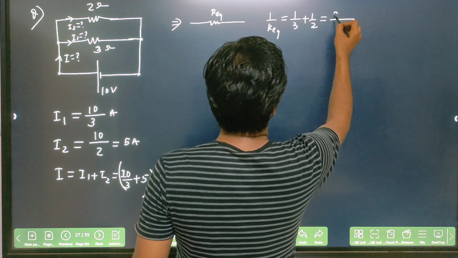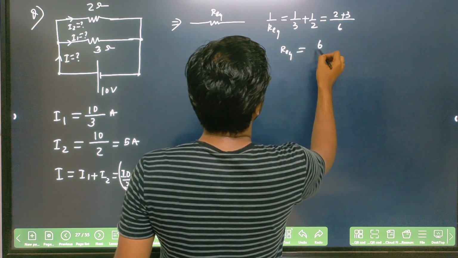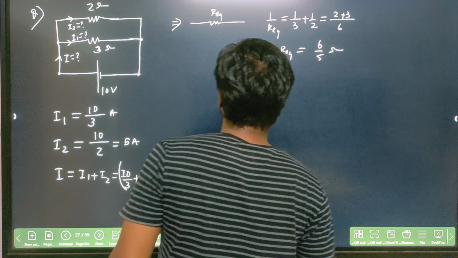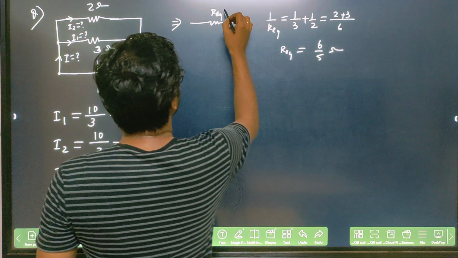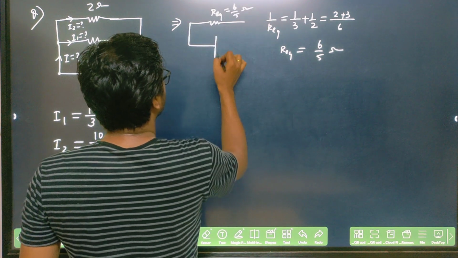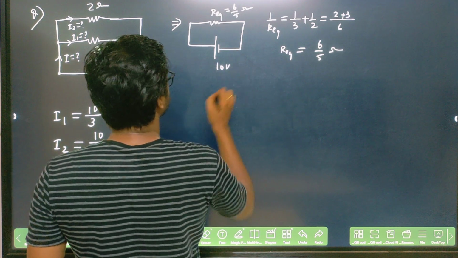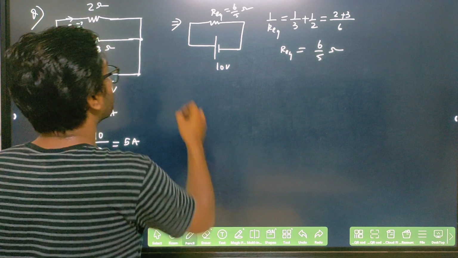That will be 6. This will be 2 plus 3. So R equivalent will be 6 by 5 ohm. Clear? This will be here 6 by 5 ohm. And here it is 10 volt. Now can you find out the current?